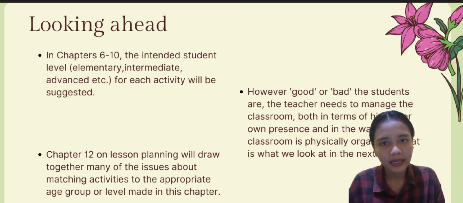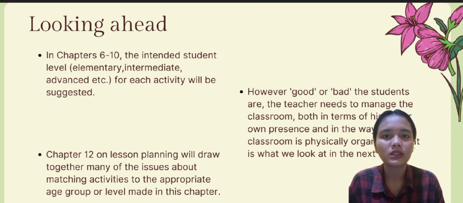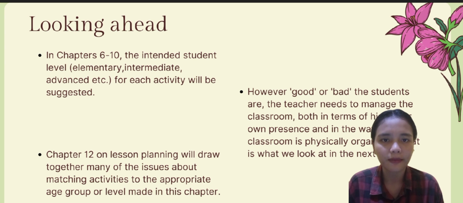The last, looking ahead. In chapters 6 to 10, the intended student level, elementary, intermediate, advanced, for each activity will be suggested. Chapter 12 on lesson planning will draw together many of the issues about matching activity to the appropriate age group or level made in the chapter. However good or bad the students, the teacher needs to manage the classroom both in terms of his or her own presence and in the way the classroom is physically organized. That is what we'll look at in the next chapter.